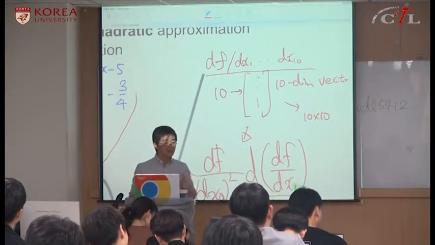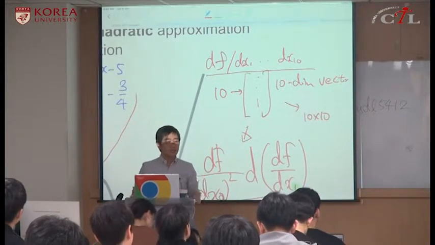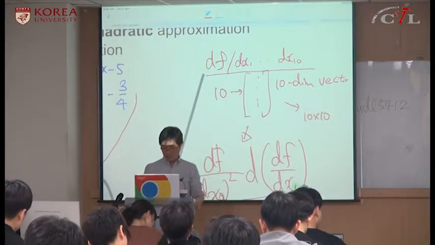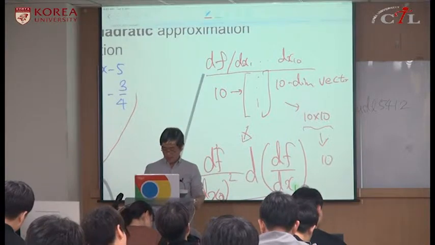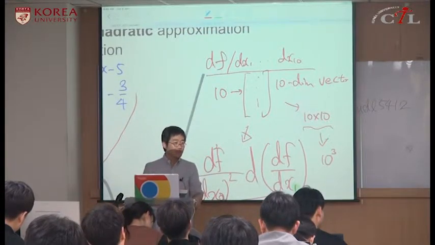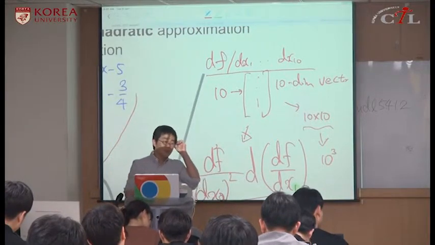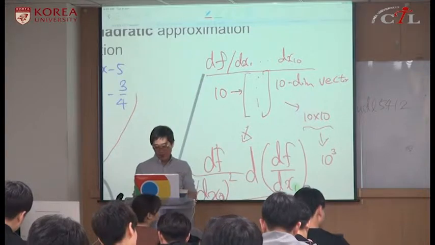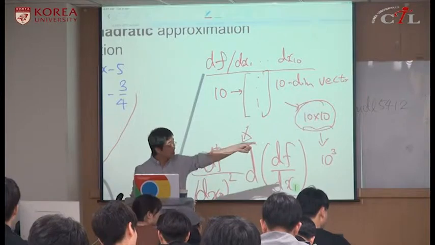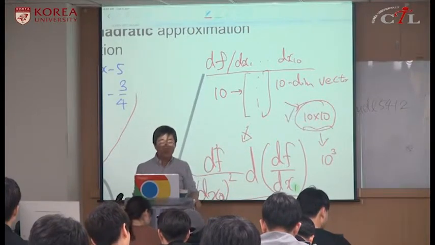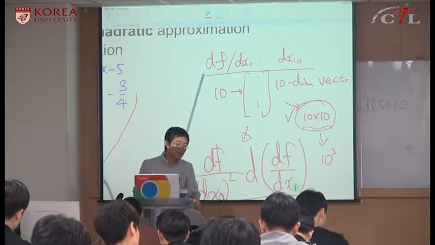And somehow we actually need to compute its inverse matrix. Computing the inverse matrix requires a computational complexity of 10 to the power of 3, that is, cubic. So it involves a lot of computation, and even if we follow this second order derivative, we have to maintain this much size of the matrix, right?